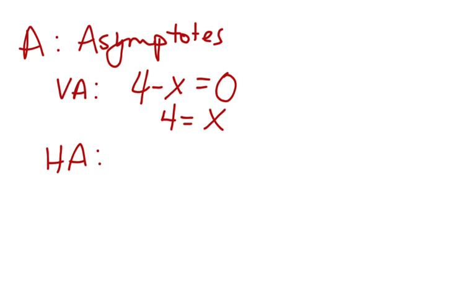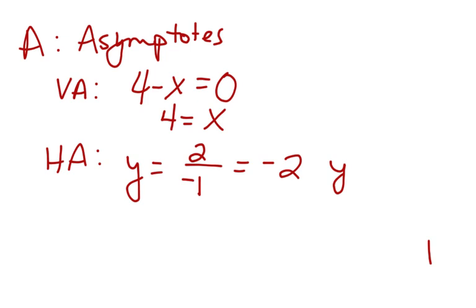Horizontal asymptote, you look at the degree of the numerator and the degree of the denominator. In this case, the degree of the numerator is 1, it's just x to the first, and the degree of the denominator is also 1. So that means it's going to be y equals the ratio of the leading coefficient of the numerator, which is 2, over the leading coefficient of the denominator, which is -1. 2 divided by -1 is -2. So y equals -2 is your horizontal asymptote.